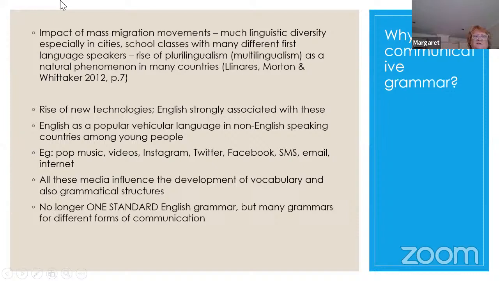There's better access to education, and that means that the migrants are going to school with children, and the same with adult classes, children from many different first language backgrounds. And this has led to the rise of plurilingualism or multilingualism as being a natural phenomenon in many countries. So in many countries, large numbers of people are no longer monolingual, they're bilingual, trilingual. Some people, for example, the African migrants who've come to Australia, speak about 5 languages.